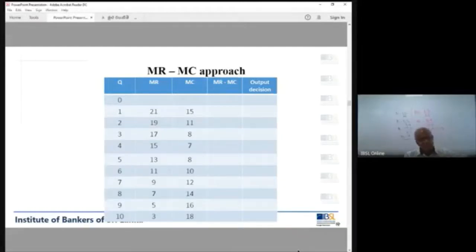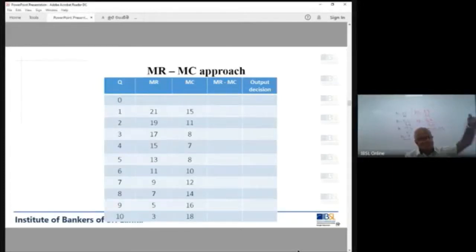If marginal profit is positive, you recommend the output decision: increase. If marginal profit is negative, decrease. Exactly, there is one point where MR equals MC, marginal profit is 0. That means total profit is maximized. At the profit maximizing point, MR equals MC, marginal profit 0.